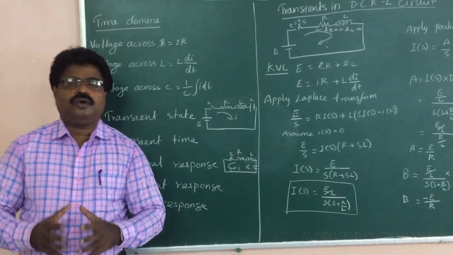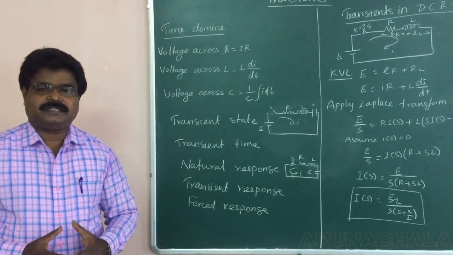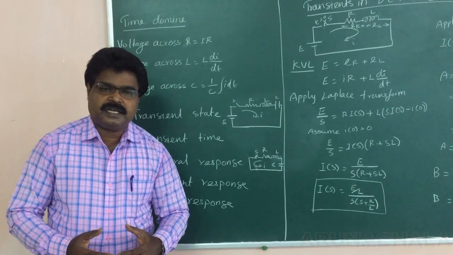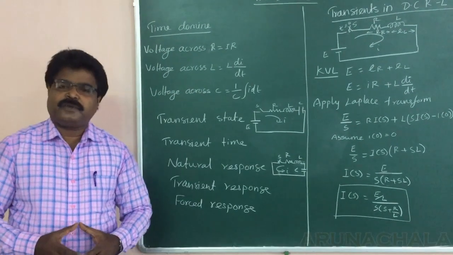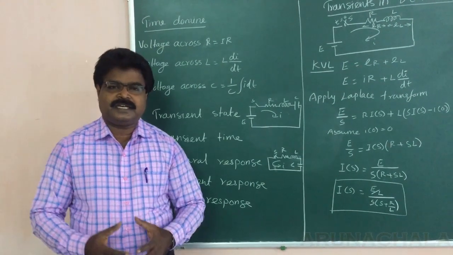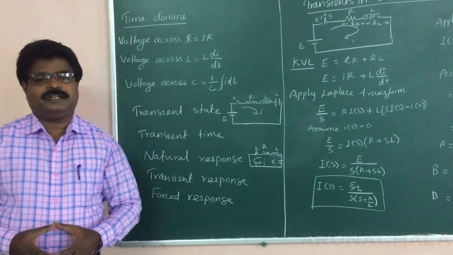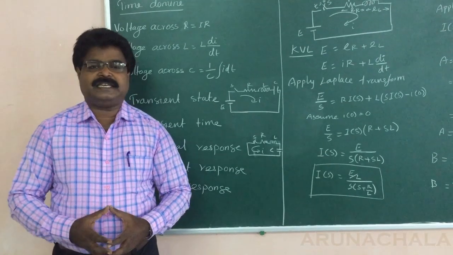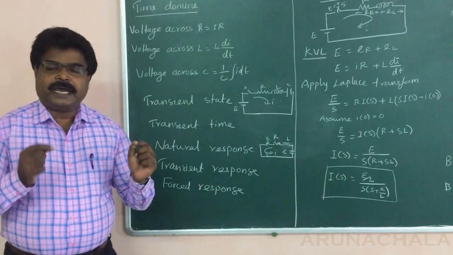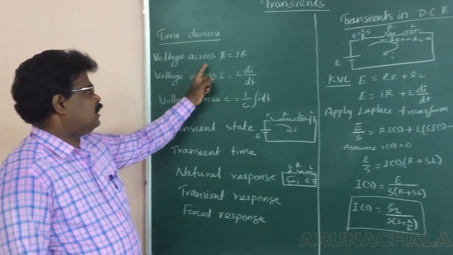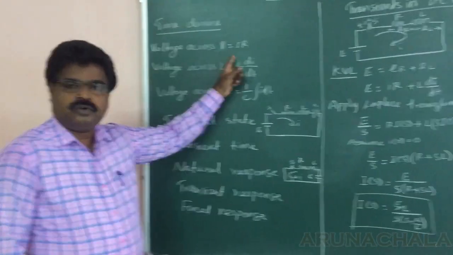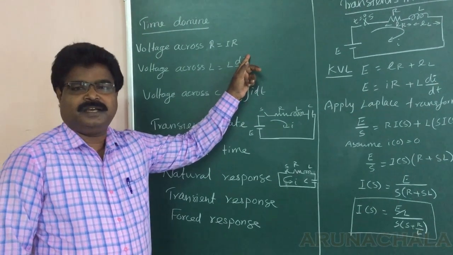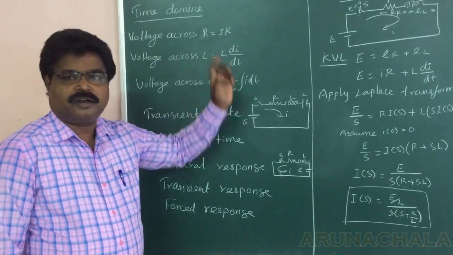So you must know what is the voltage across the capacitor, the inductor, and the resistor in time domain. In frequency domain, what is the voltage across the inductor? It is I into XL. What is the voltage across the capacitor? It is I into XC. But in the time domain, what is the voltage across the resistor? That is equal to I into R, which is almost similar to frequency domain. So V is equal to I into R.